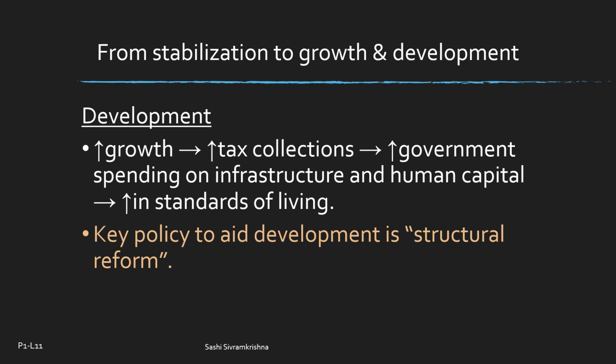The key policy to aid development is what we call structural reforms. And going back to what we said in earlier lectures, this is unleashing the productive forces in an economy through removal of supply side constraints. All this culminated in a document called the Washington Consensus, which outlines the complete classical policies that are required not merely for stabilization and growth, but also for longer term development of a country.